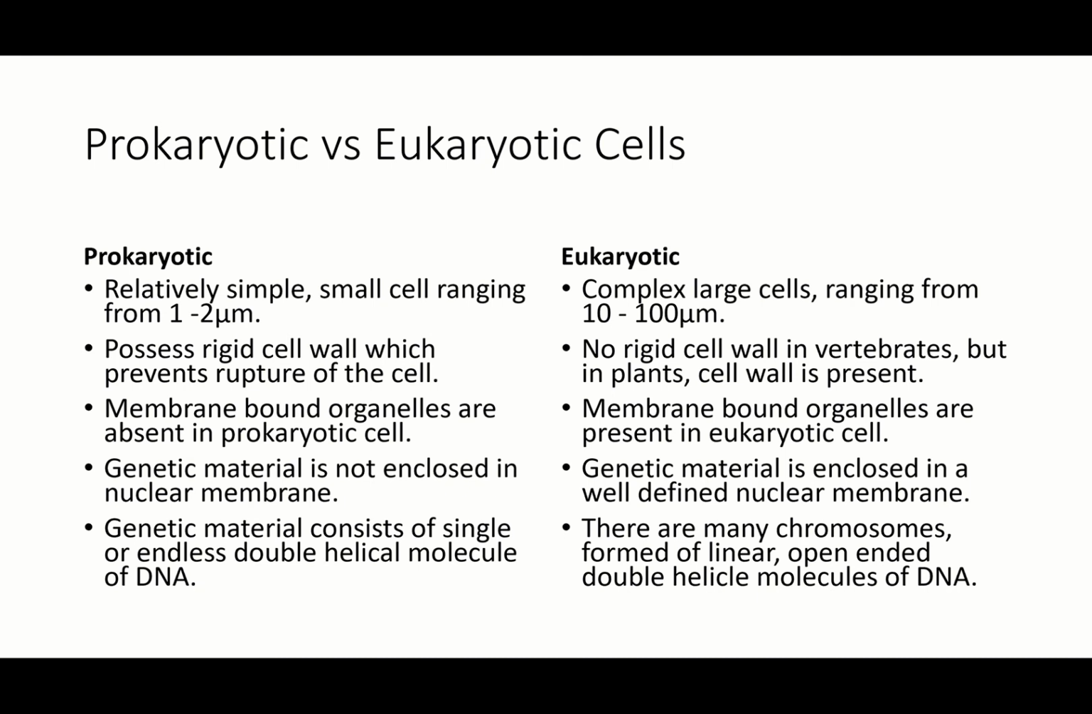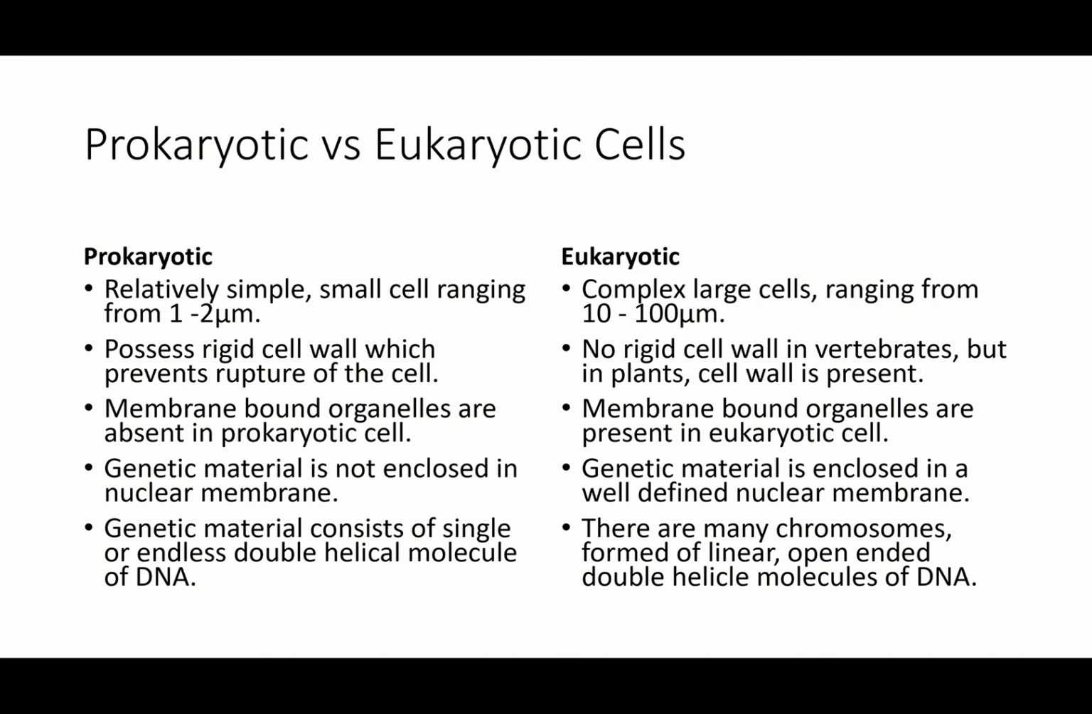And eukaryotic cells are complex, larger cells. They range from 10 to 100 nanometers. There is no rigid cell wall in vertebrates, but in plants, a cell wall is present. So in humans and in animals, there is no rigid cell wall. But you see in plants, there are cell walls. Membrane-bound organelles are present in eukaryotic cells. We have mitochondria, we have rough ER, those all are organelles that perform complicated tasks, and they are amazing. And they are not present in prokaryotic cells.